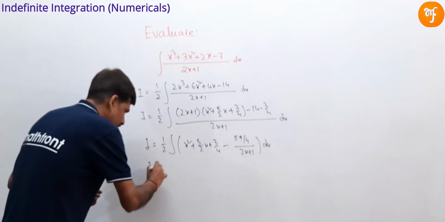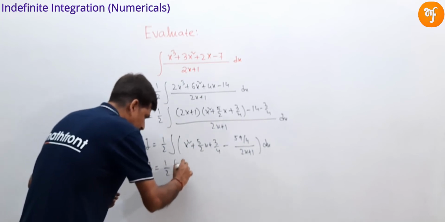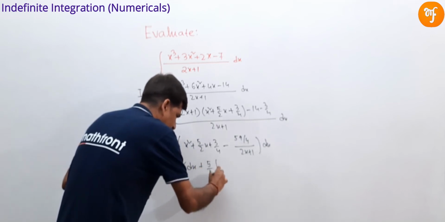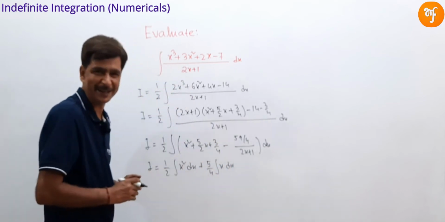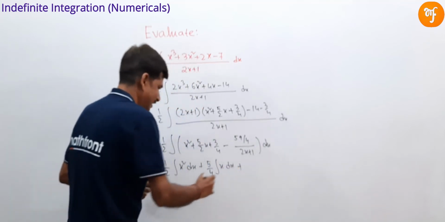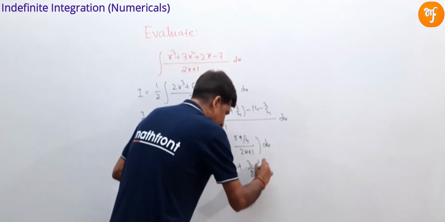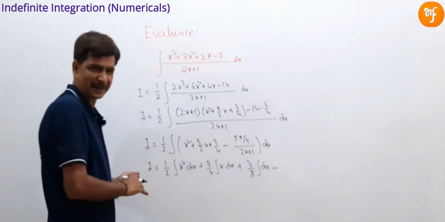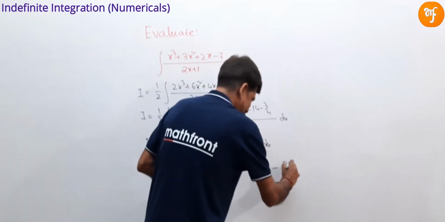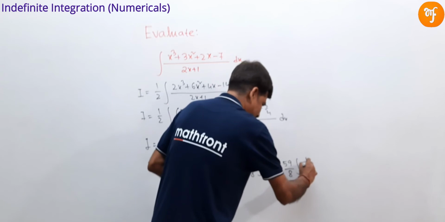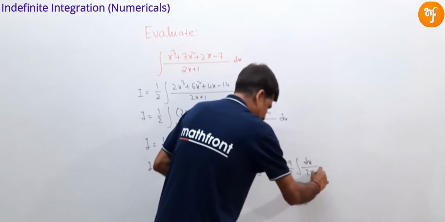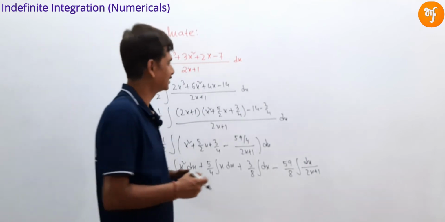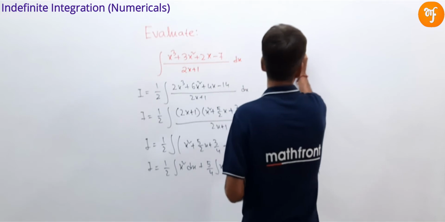Now, split the integration into 4 integrations. So I is equal to half of the integration of x square dx plus 5 by 4 into the integration of x dx, plus 3 by 8 into the integration of dx, minus 59 by 8 into the integration of dx divided by 2x plus 1. Now we just have to apply the formula of integration. So, what is the integration?